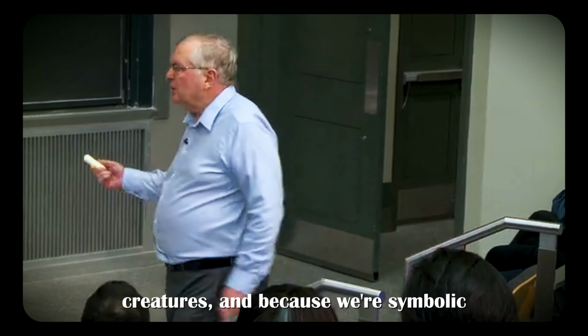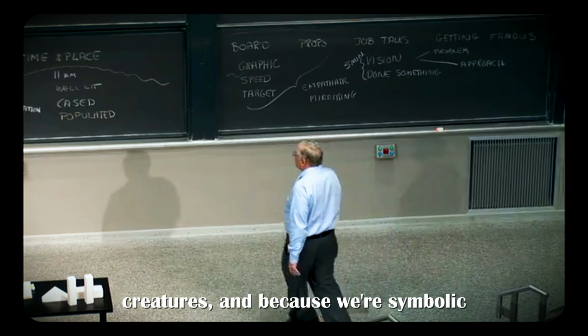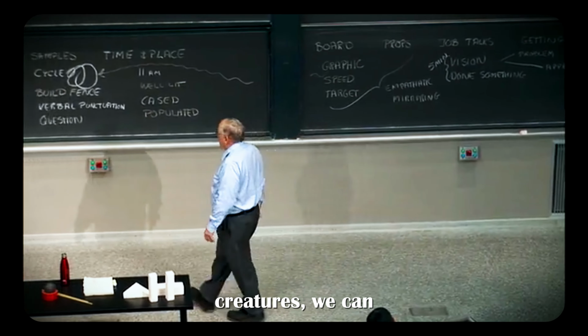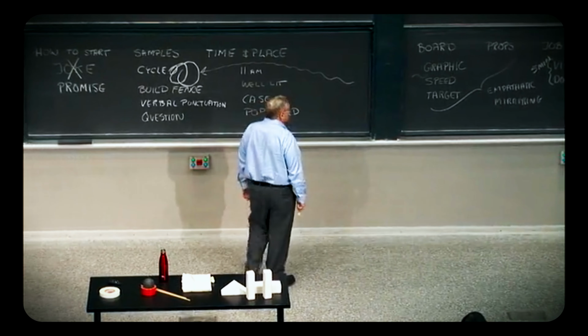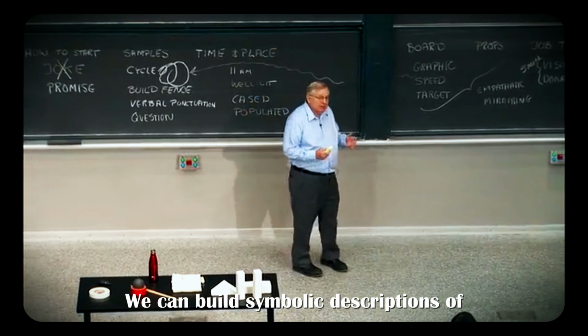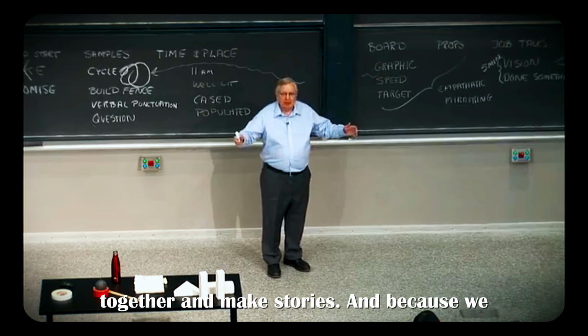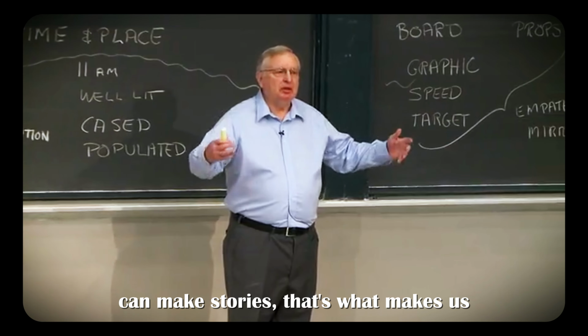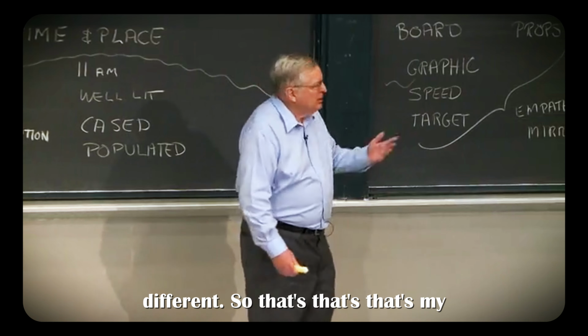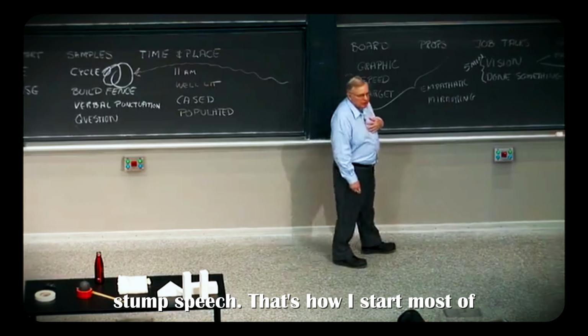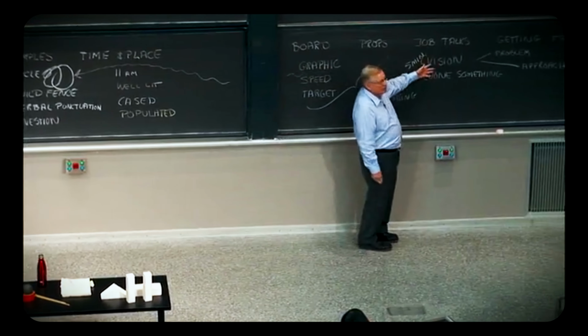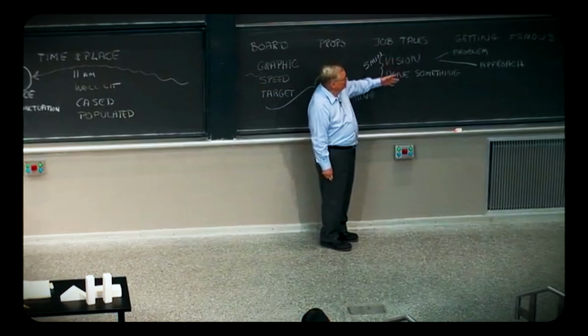We are symbolic creatures, and because we're symbolic creatures, we can build symbolic descriptions of relations and events. We can string them together and make stories. And because we can make stories, that's what makes us different. So that's my stump speech. That's how I start most of my talks on my own personal research.